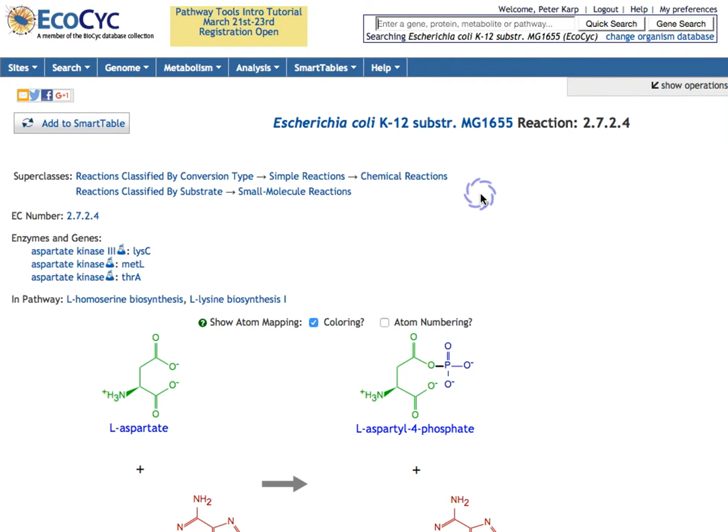Then the superclasses area shows one or more ontology classes to which the reaction is assigned. Next, we see that 3 isozymes catalyze this reaction in E. coli, and that experimental evidence exists for the function of each enzyme based on these flask icons. And we see the genes that encode each enzyme. Further, this reaction is present in 2 different metabolic pathways.